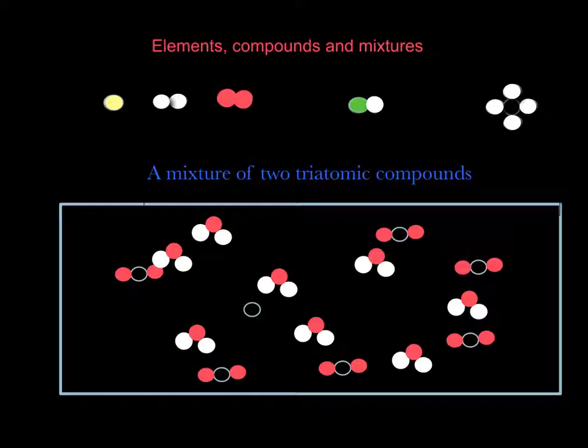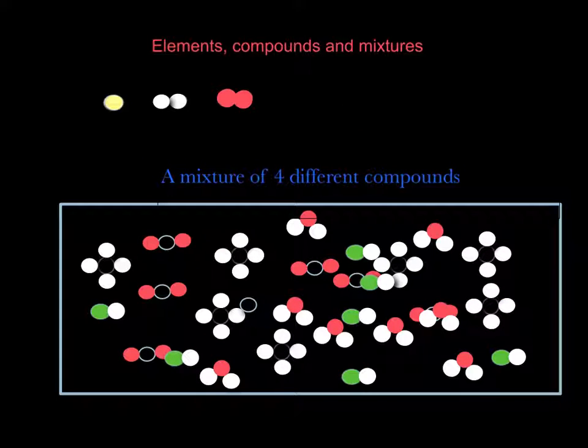In this case, I chose these two triatomic compounds because a triatomic compound is a molecule that has three atoms with two or more different elements in it. This is also a mixture because it has two different types of triatomic compounds.